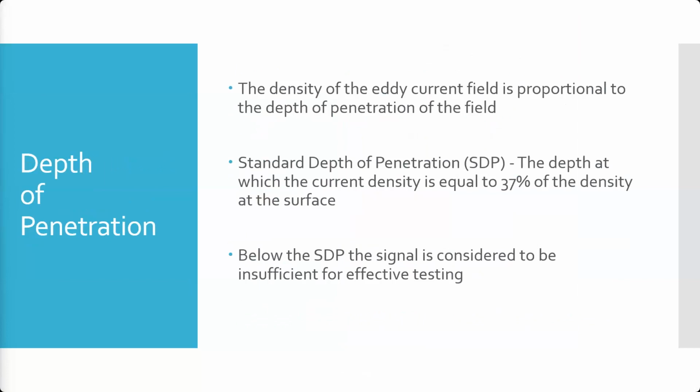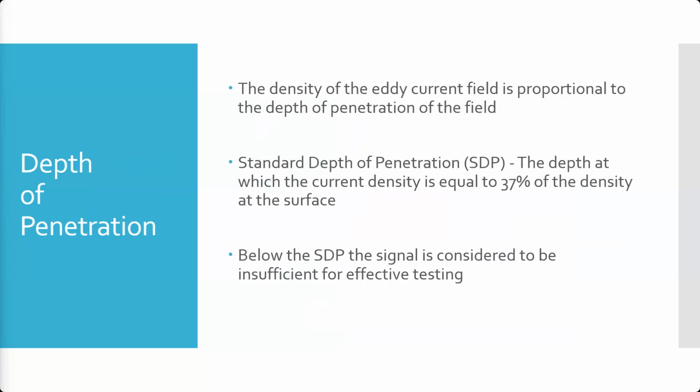So the density of eddy currents is proportional to the depth of penetration of the magnetic field. And we use something called standard depth of penetration to determine where we are able to effectively find information on a part: find a flaw, find corrosion, determine case hardened thickness. So the standard depth of penetration is equal to roughly 37% of the density at the surface. Right? So the denser they are at the surface, the further the depth of penetration. It's the point where current density drops to 37% of what you would measure at the very surface.